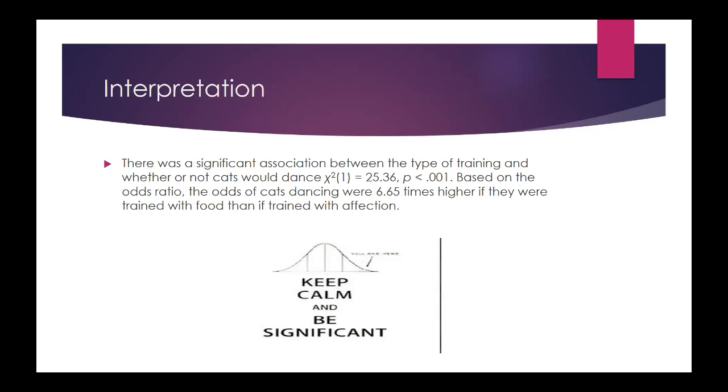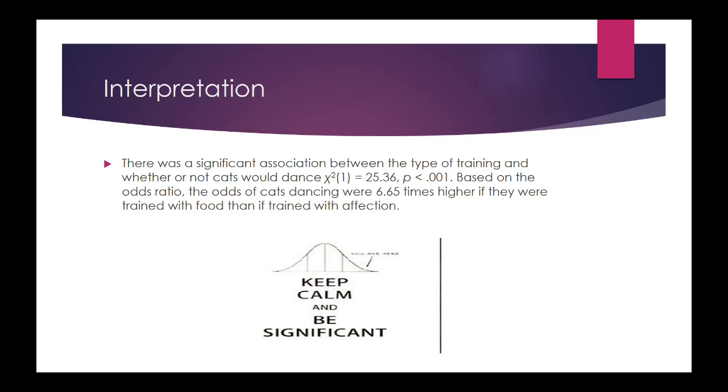So there was a significant association between the type of training and whether or not cats would dance, with our chi-square value of 25.36 and our P of 0.001. Based on the odds ratio, the odds of cats dancing were 6.65 times higher if they were trained with food than if they were trained with affection. And that's pretty much all you have to do for your interpretation. You're all done. You already have your effect size.